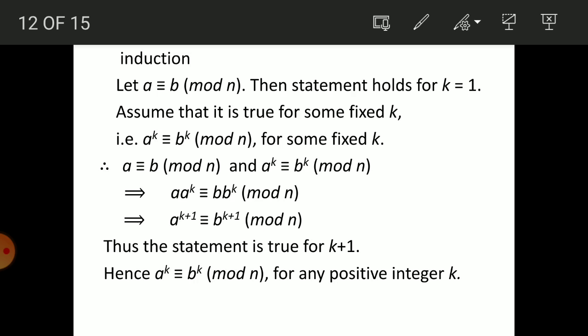Thus the statement is true for k equals 1 and hence it is true for every integer k. That means A raised to k is congruent to B raised to k mod N for any positive integer k. These are the 6 properties. You have to remember this. To solve some problems, we require these properties.